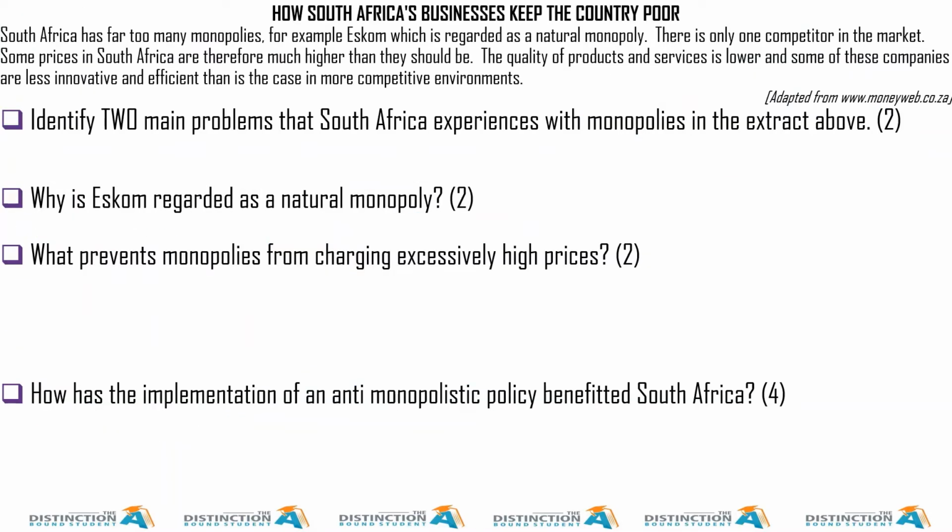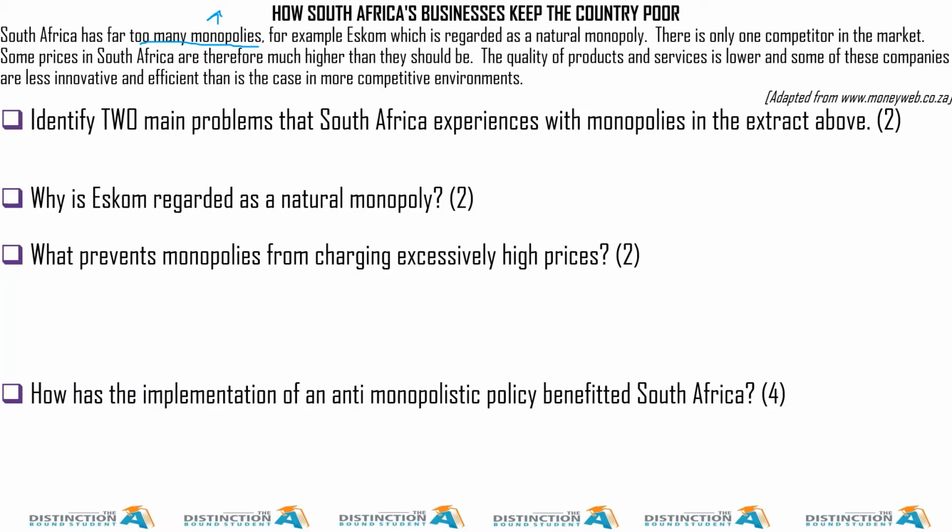All right, let's go to the next question. Here we have an extract. So you'll have to read and then answer. Now, South Africa has far too many monopolies. Now, this may sound confusing because we know that monopoly means one firm in the entire industry. But now the phrase far too many monopolies means, let's say there's a monopoly in this industry. There's a monopoly again in another industry, meaning it's the only firm in the entire industry. So you become a monopoly that way.